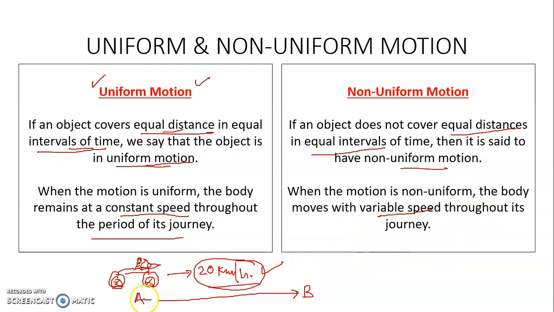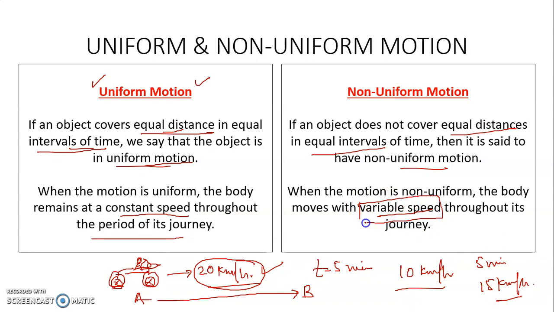That means suppose you started with 20 kilometer per hour, but after some time, suppose 5 minutes, you changed the speed to 10 kilometer per hour. Again after 5 minutes, you changed the speed to 15 kilometer per hour. So you are continuously changing your speed, right? This is called variable speed. It is not constant, it is not uniform, it is variable speed. So whenever a body moves with a variable, non-uniform speed, then the motion is termed as non-uniform motion. I hope it's clear to you all.